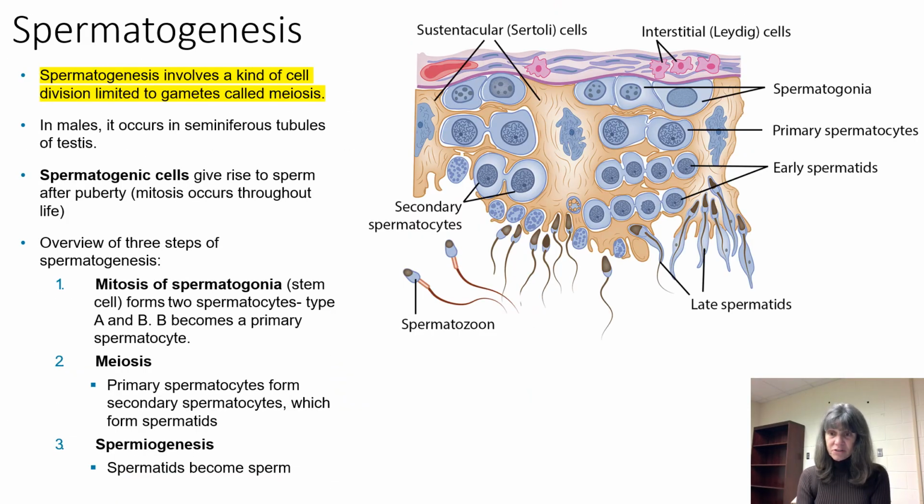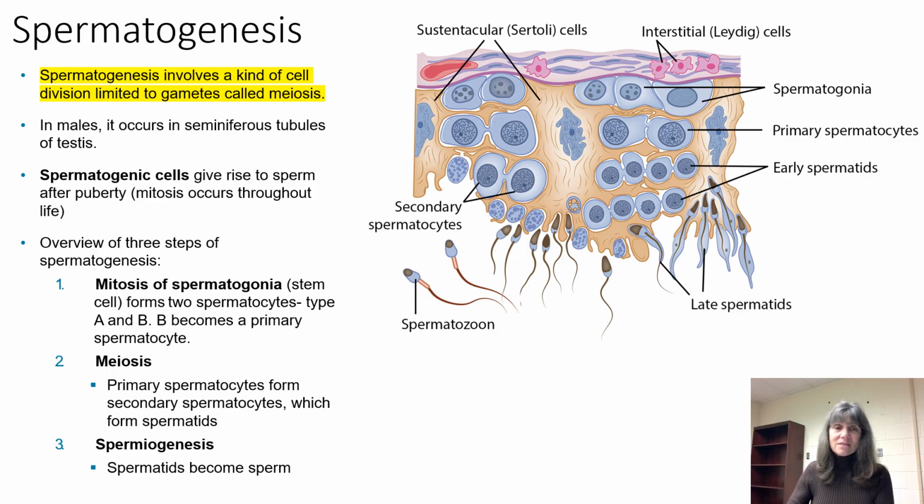Spermatogenesis, or the creation of sperm cells, is going to involve not only mitosis, but also a special kind of cell division where the number of chromosomes is limited in gametes, and that is a special division known as meiosis. So we still have mitosis, but we also add meiosis to the mix. And in males, this occurs in the seminiferous tubules.